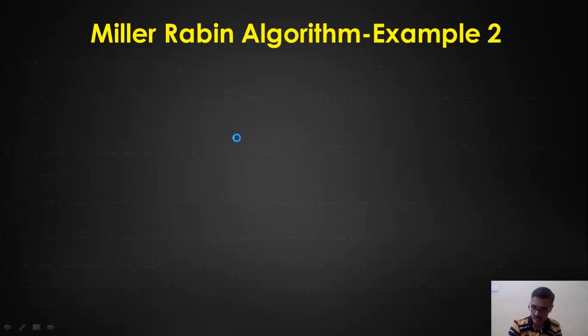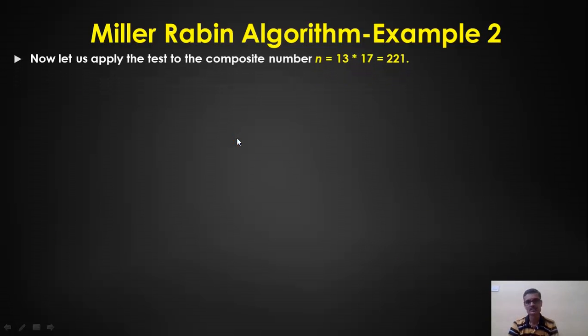Miller Rabin algorithm. So the second example, my number is a composite number. 13 into 17. Both numbers are actually prime numbers, 13 and 17, but their multiplication is 221. It may not be a prime number, right? It's a composite number. Now let us verify this. I'll start again with the first step. N minus 1 is 220, 2 power 2 into 55. Again k equal to 2. Two calculations I need to do, and q equal to 55, right?